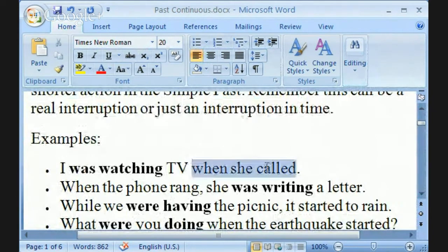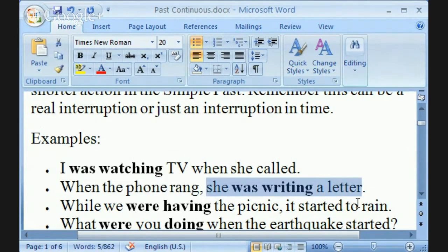Now, notice I can put my dependent clause in the first part of the sentence. When the phone rang, she was writing a letter.